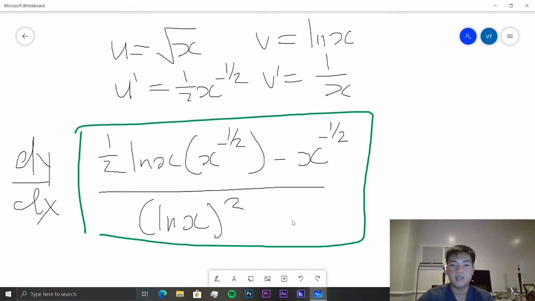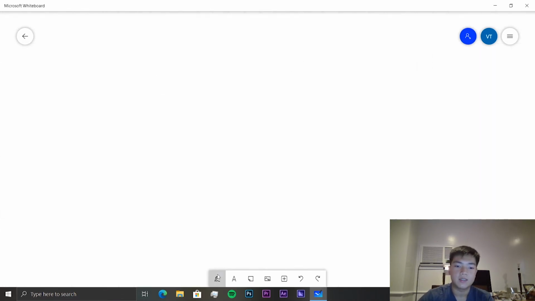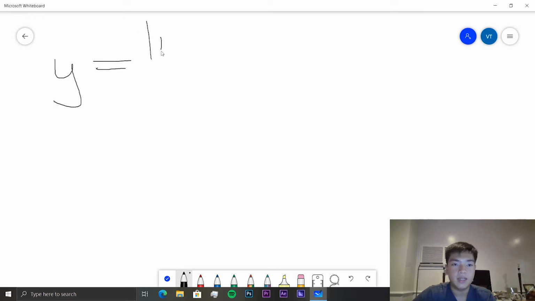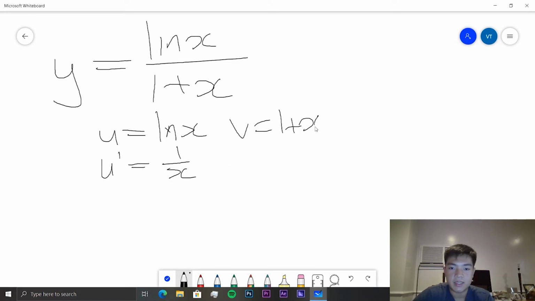Nice. Okay, and then for the next one, we have ln x over 1 plus x. So we have y is equal to ln x over 1 plus x. So we have u is equal to ln x. U prime is equal to 1 over x. V is equal to 1 plus x. And v prime is equal to 1.